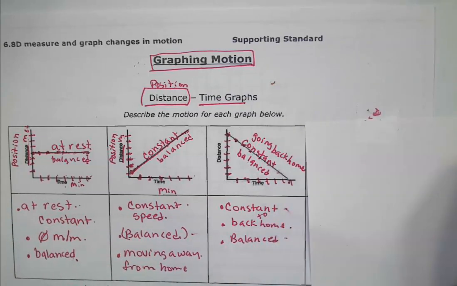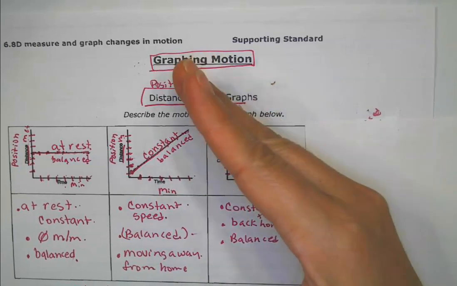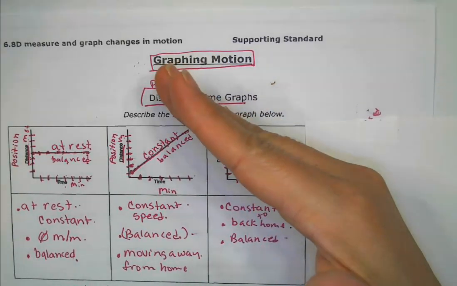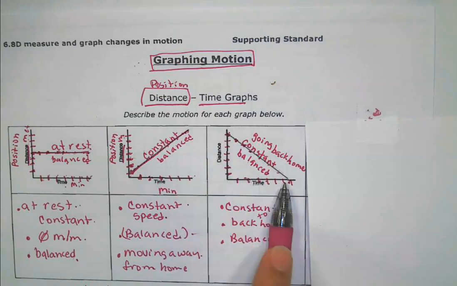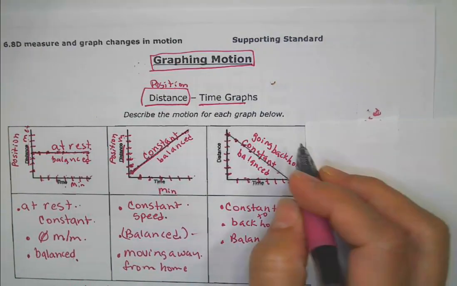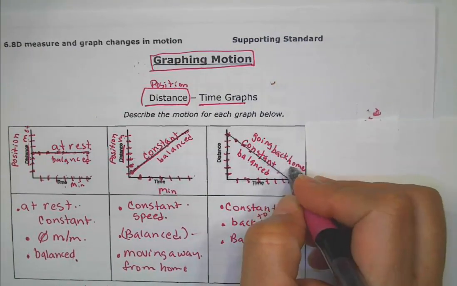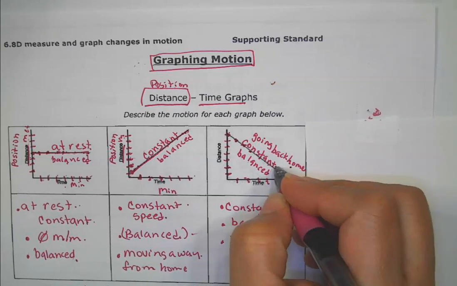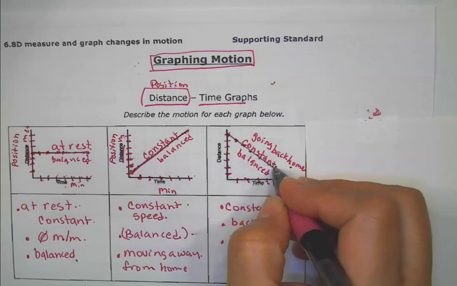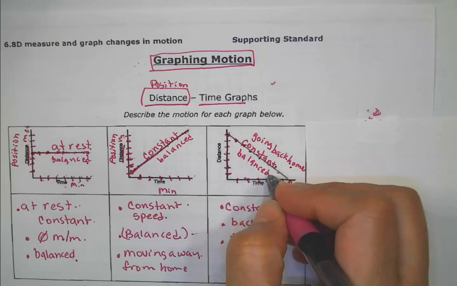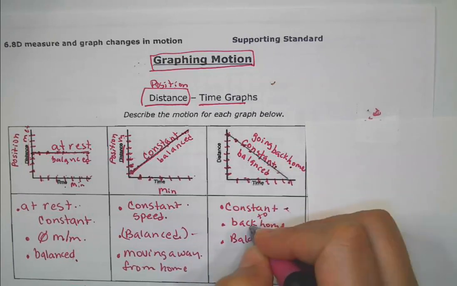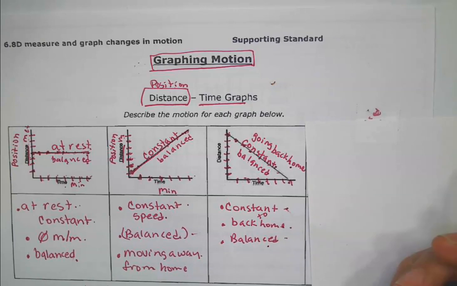And again, I am going at a constant speed because you still see the slope right there. I still see that straight line. So then we say that we're going back home or back to the starting point. It's going at a constant speed and forces are balanced. So constant, back to home, and forces are balanced.